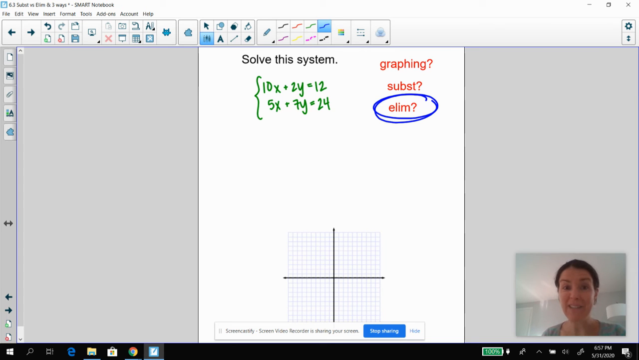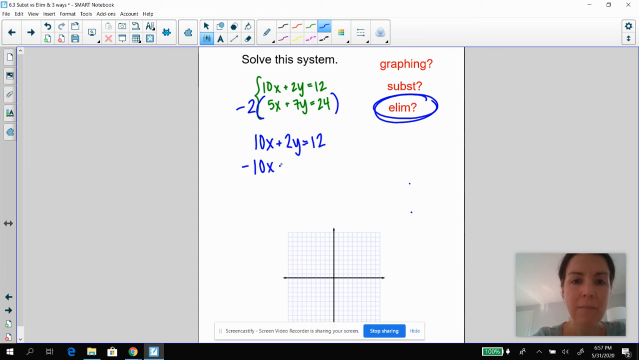All right, so here's what I did first. I saw that I could pretty easily eliminate my x's. So I multiplied everything on the bottom by -2. So that gave me 10x plus 2y equals 12, and then negative 10x minus 14y equals negative 48. All right, so then that was the multiplication part. Now I need to add them together.